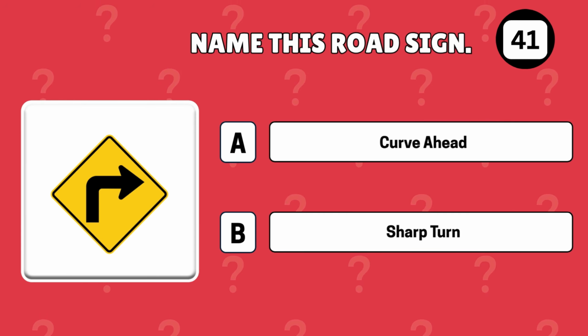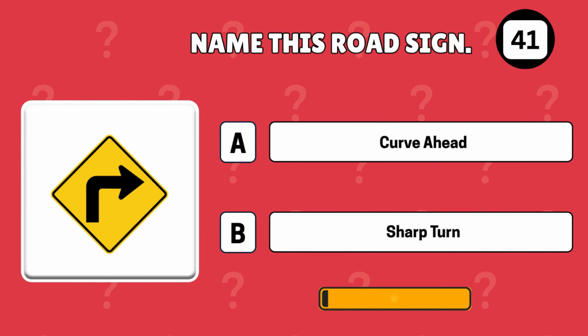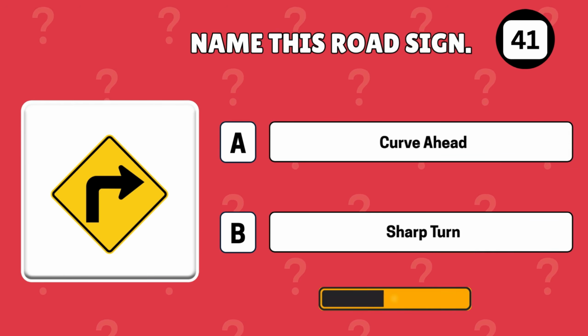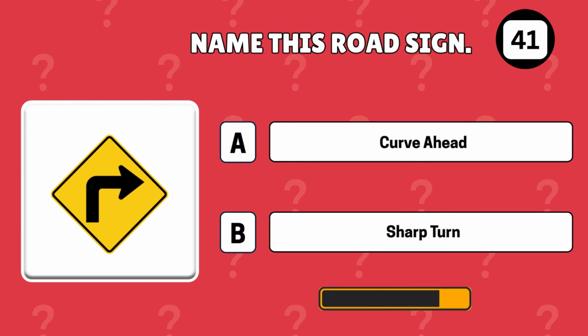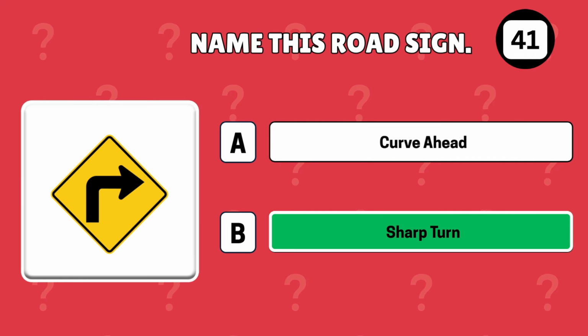Name this road sign. A. Curve ahead. B. Sharp turn. Good thinking. This is the sharp turn sign.